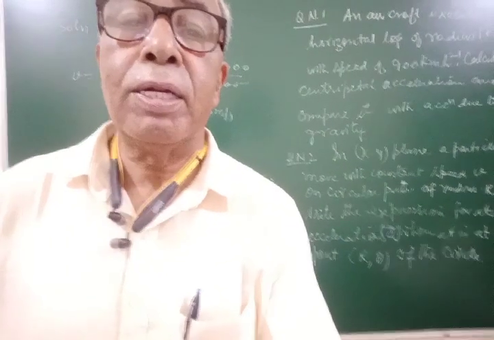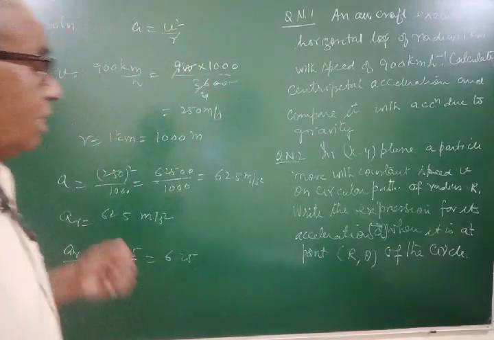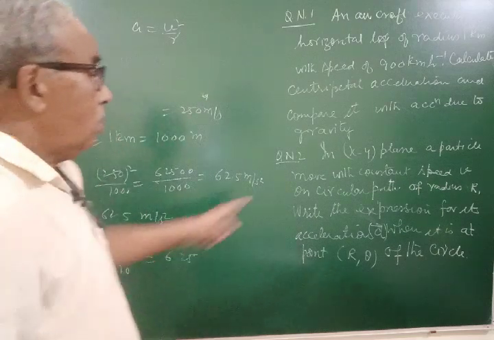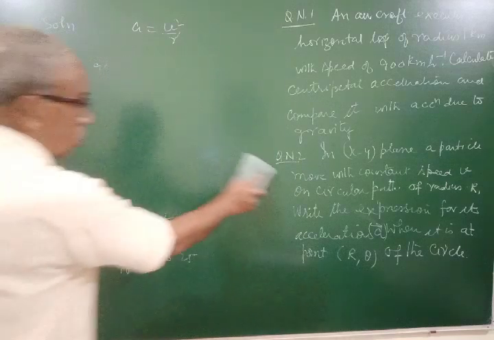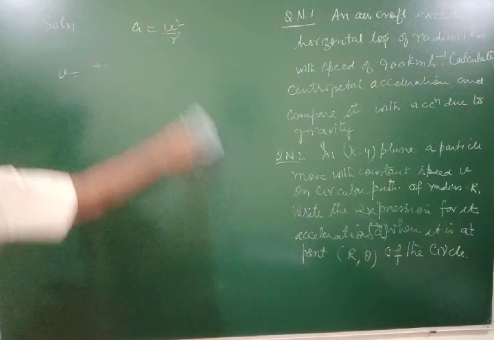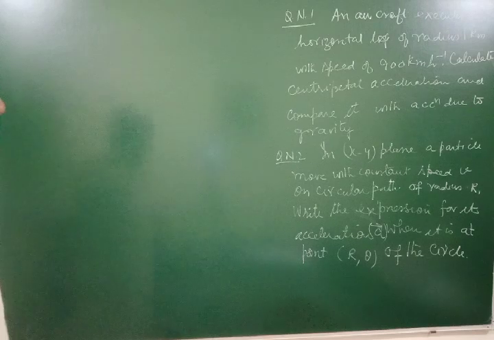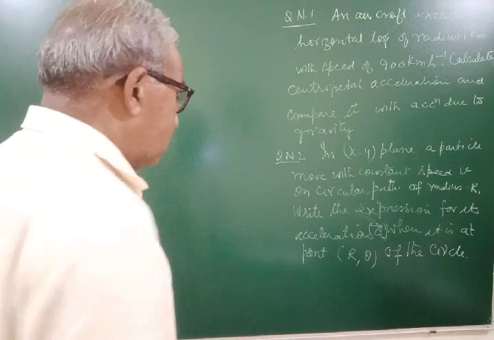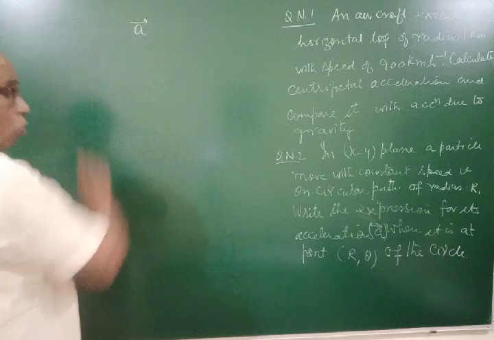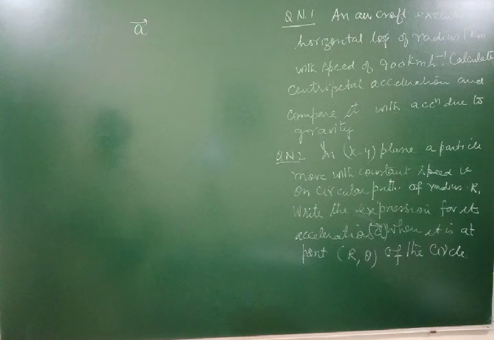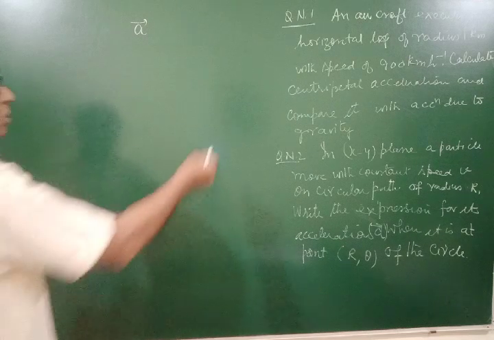Now there is another question here. You may feel a little difficulty, it is a little difficult. In the XY plane, a particle moves with constant speed v on a circular path of radius r. Write the expression for its acceleration vector a when it is at point r and theta of the circle.